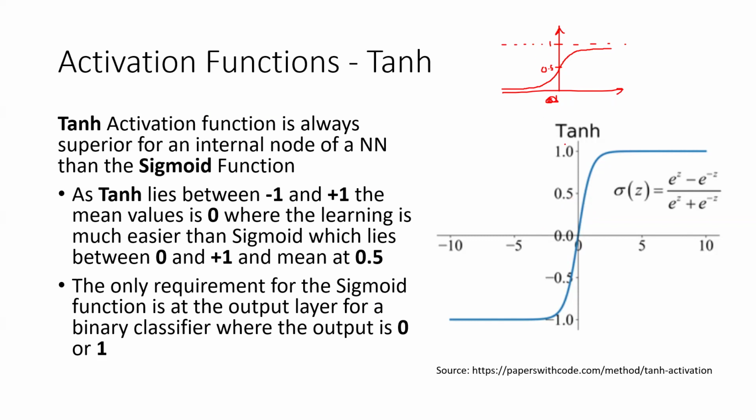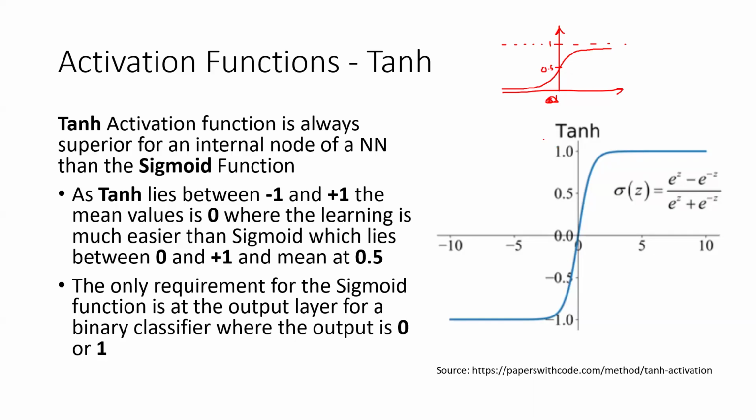But this sigmoid function is not working really well for neurons inside the neural network, right? So later we will discuss what is the reason. But now what we have to understand is that the sigmoid function is not the best function to be used as the activation function of a neural network.